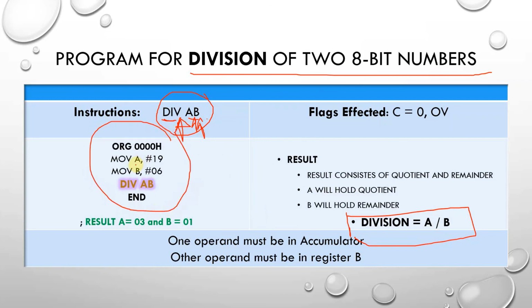Considering the example, A contains 19 and B contains 6. So the divide instruction will divide 19 by 6 and the result will be in two parts, that is quotient and remainder. In this case A will contain the quotient and B will contain the remainder. So after the division, A is 3, which is the quotient, that is the answer, and B is 1, which is the remainder. Again here the flags affected are carry, which is always 0, and overflow flag, and one of the operands is required to be in the accumulator and the other operand is required to be in register B.